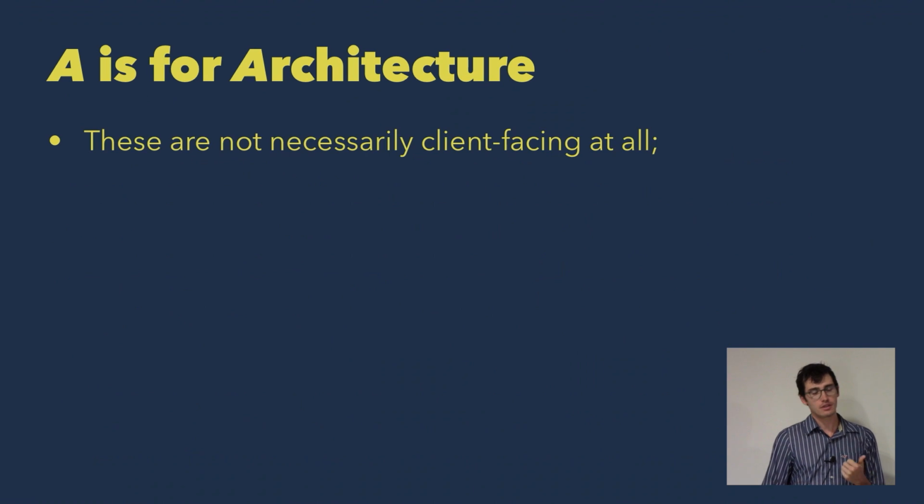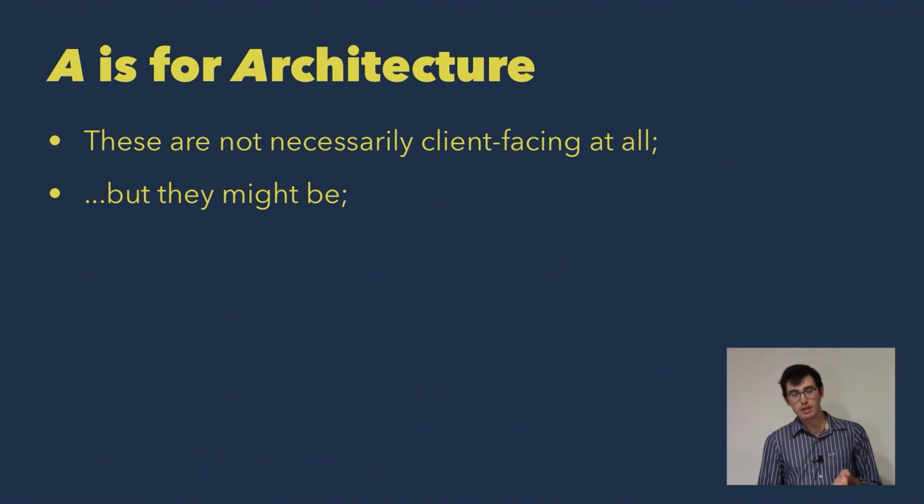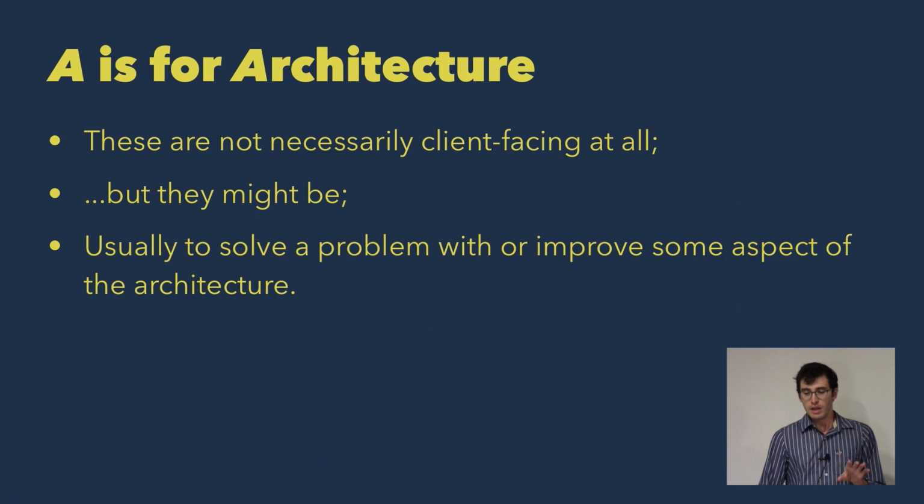And architectural decisions are not necessarily client-facing, right? They could just be internal things, but they might be client-facing. So maybe you want to do something to increase performance, or maybe you just want to do something to make it nicer for your developers to work in your code base. Both of those could be considered architectural decisions. So it's not really just, is this for the client or not? Is it just internal? It could be either. They usually just solve a problem with or improve some aspect of the architecture. So it's just going to make a change to the architecture.